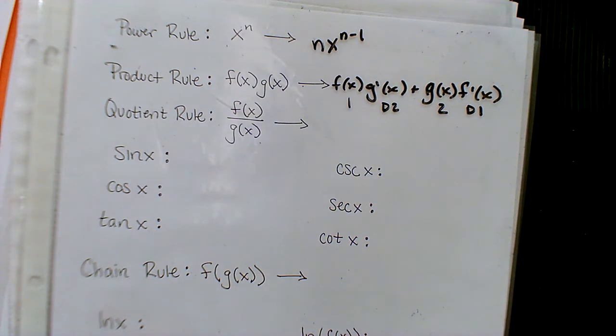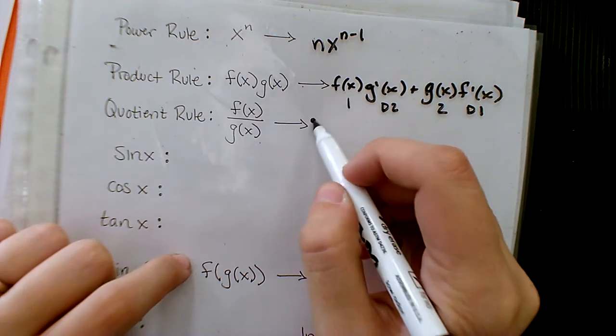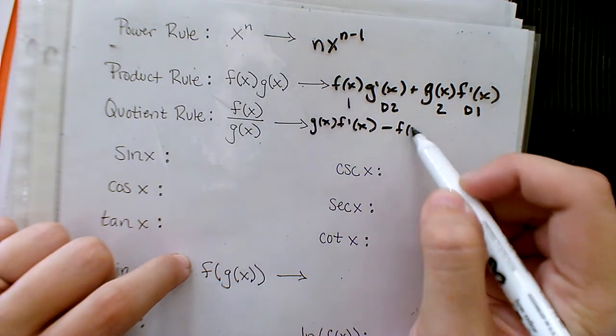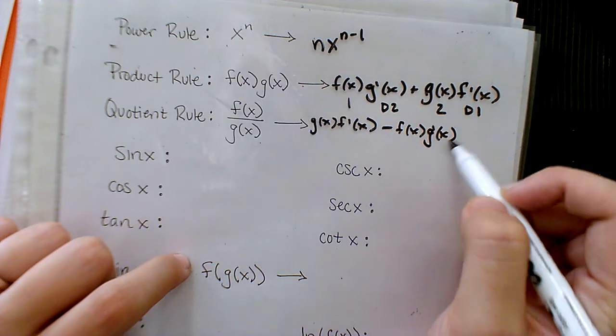Now, over the weekend, I asked you to view the quotient rule. Can we write down what that derivative shortcut would look like, or the phrase, if that helps you? Go ahead, Kyle. G of x times f prime of x minus f of x times g prime of x, all divided by g of x squared.